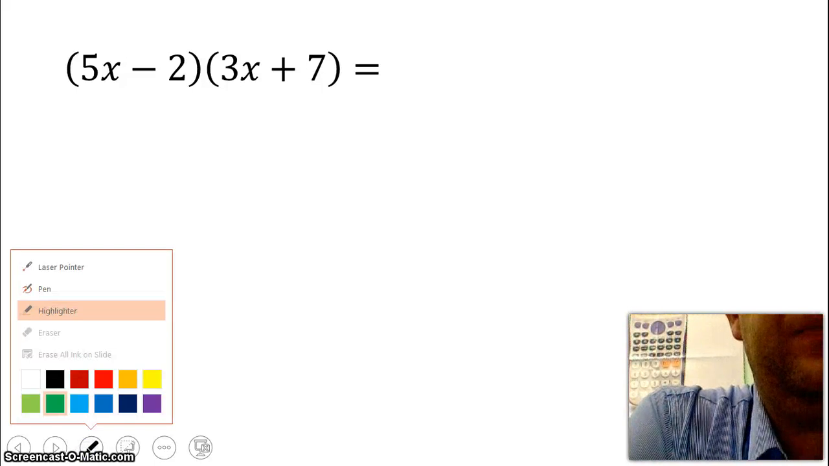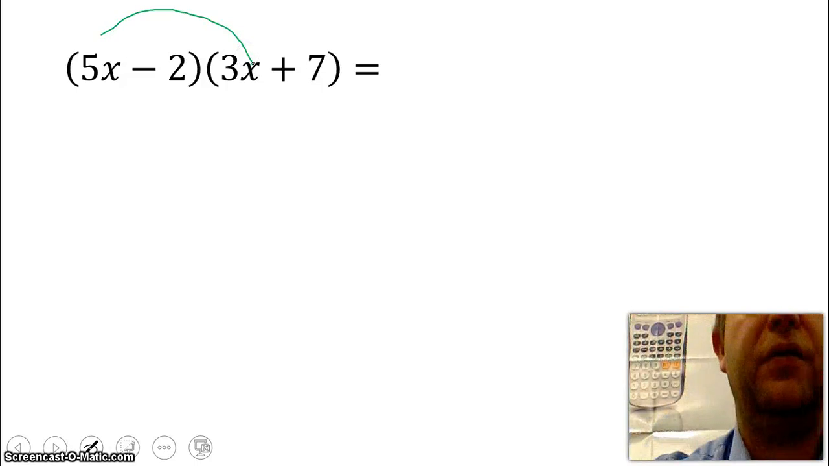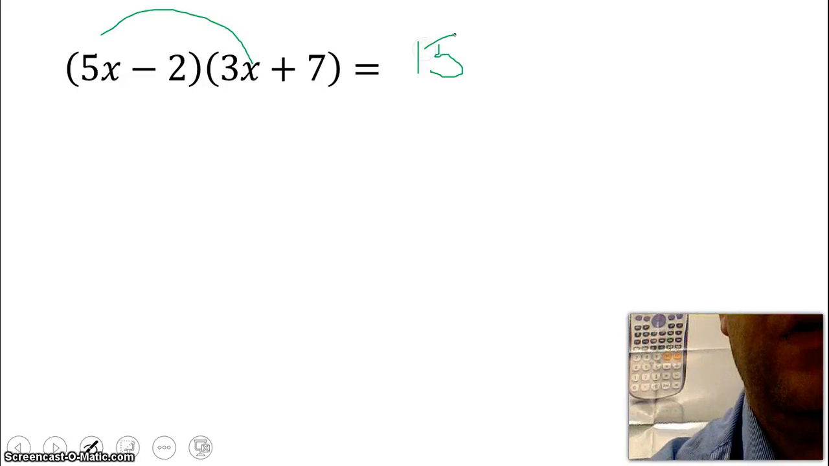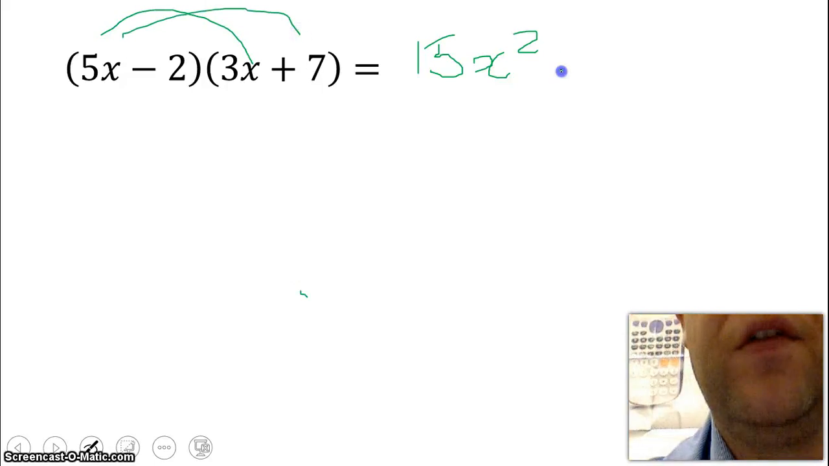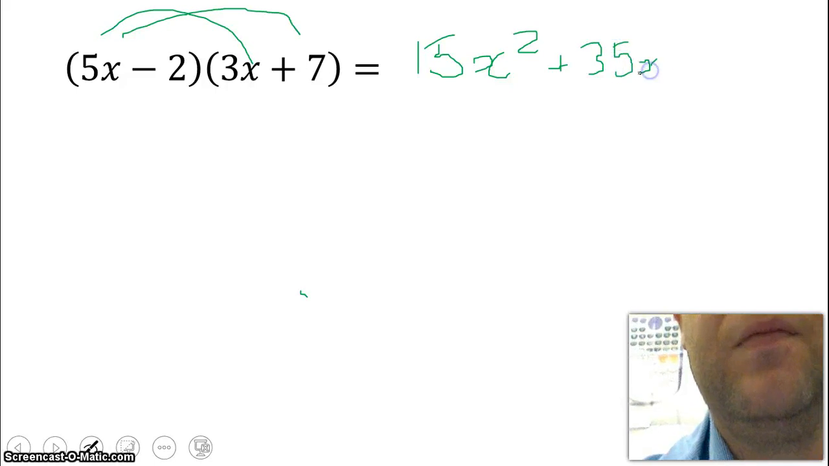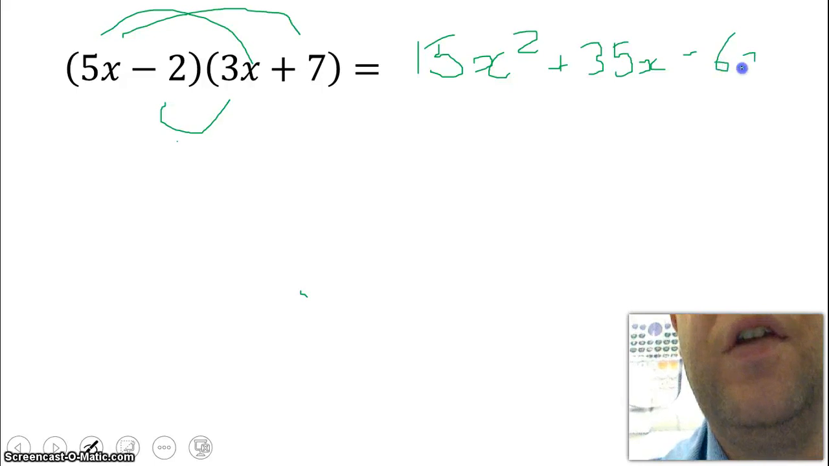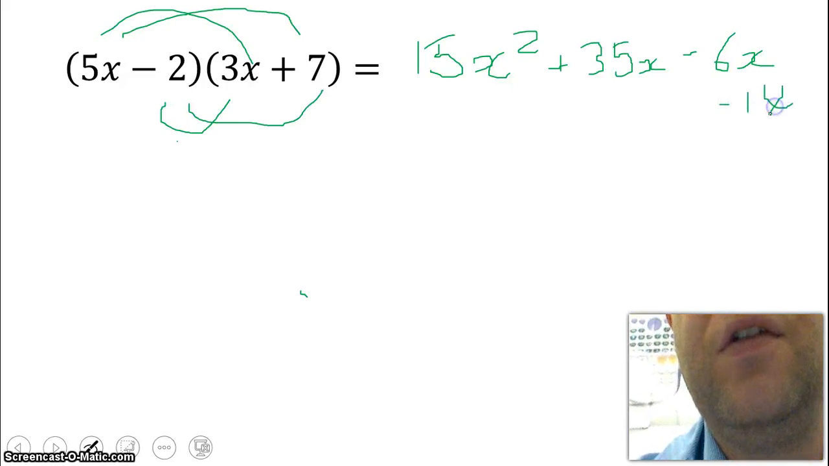This one here, we've got 5x times 3x, so 5 times 3 gives us 15, x times x gives us x squared. 5x times 7 gives us 35x. Minus 2 times 3x is minus 6x. And minus 2 times 7 is minus 14. Sorry, ran out of room again.